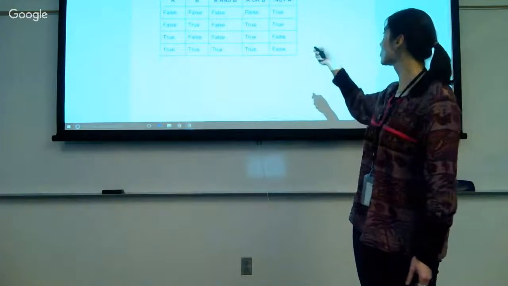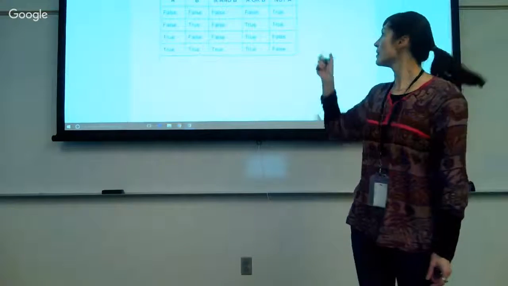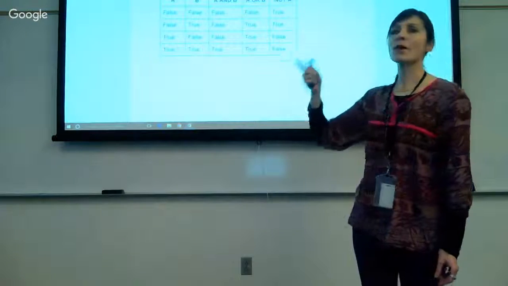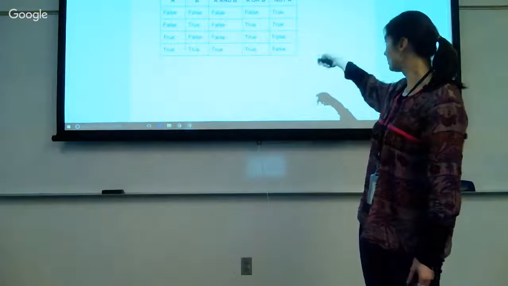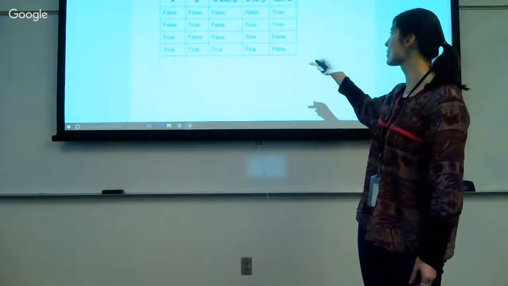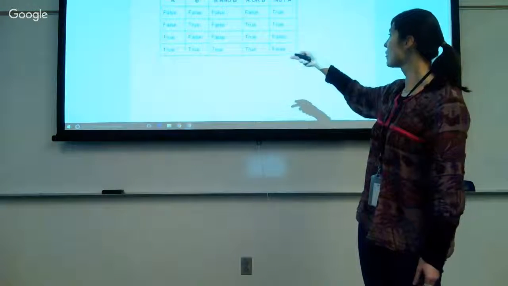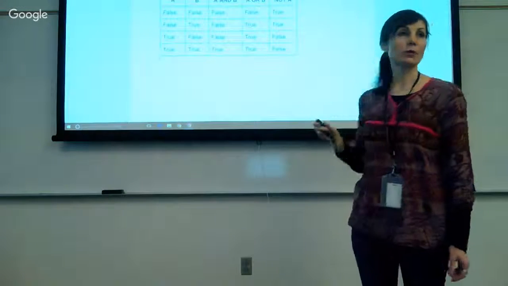On the other hand, the logical OR, and I'll show you how they're represented in JavaScript, is true if either one or the other or both are true. So we have a different solution here. False and false is the only one that's false. And then false and true, true and false, and true and true all equal true.